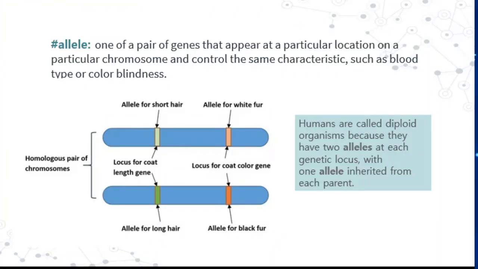Human genes contain two alleles at a particular genetic position, or what we call a locus. Each allele is inherited from our parents. So both alleles can either code for the same feature or a different feature. So for example here, short hair or long hair, so this is not for human actually, white fur or black fur. Each of these alleles encodes a different phenotype. So which color of fur the animal gets depends on which allele is the dominant one.